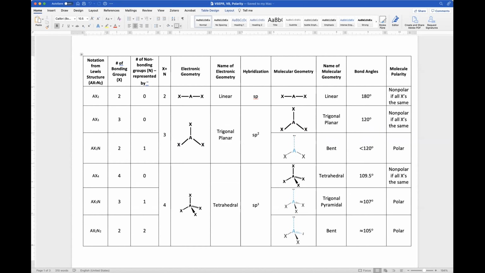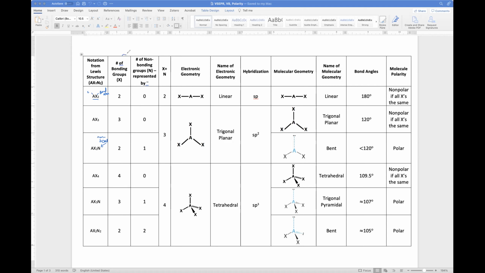The very first thing I've done is I've developed the notation for my molecule. Again, the A is the central atom, and X represents bonding atoms. And then if you do have an N, that represents non-bonding groups. So that's the notation.